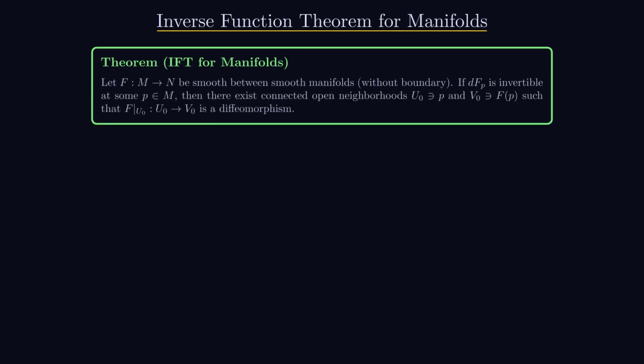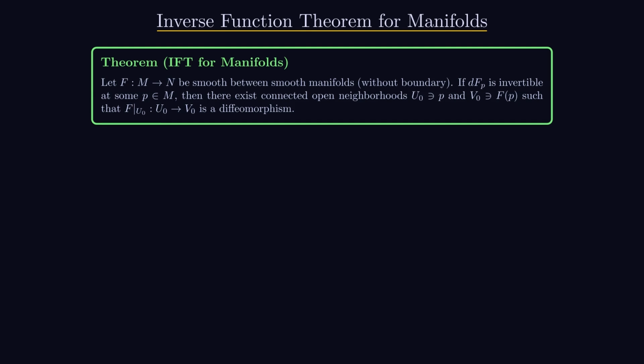The inverse function theorem extends to smooth manifolds by reducing to the Euclidean version via charts. The statement is the same. If the differential df at a point p is an isomorphism between the tangent spaces T sub p M and T sub f of p N, then f is locally a diffeomorphism near p.